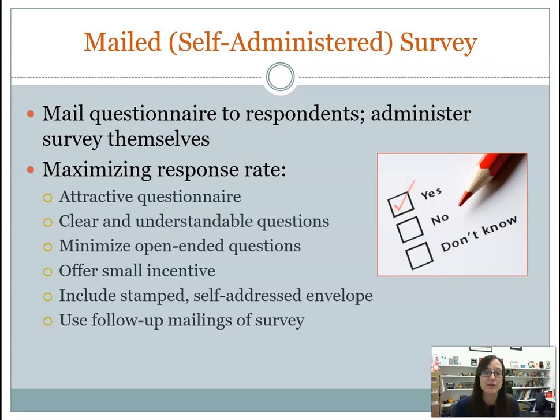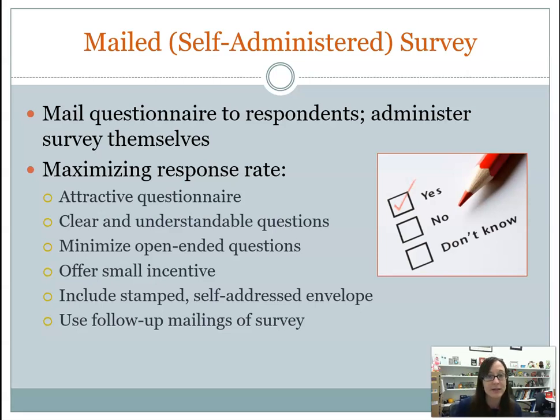So for the self-administered survey, to maximize the response rate, you want an attractive, pretty questionnaire. It sounds dumb, but it is. If it looks nicer, people are more likely to fill it out and take it seriously. You also want clear, understandable questions because they're administering it themselves, so they don't have anybody to ask for clarification. So you want to make sure all the questions are as clear as possible, even more so than in a situation where somebody might be there to help explain it.